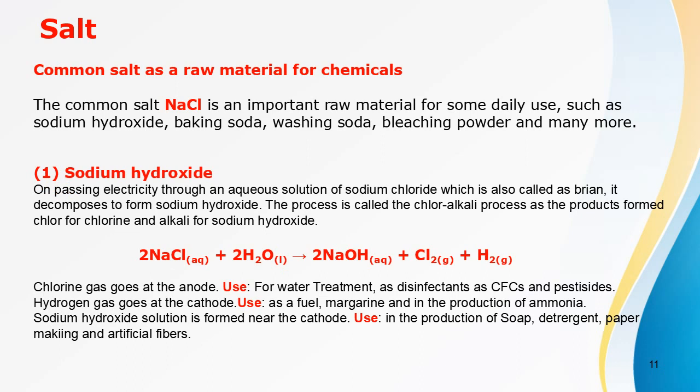pesticides, while hydrogen gas goes at the cathode, which is used as a fuel, in margarine, and in the production of ammonia. Sodium hydroxide solution is formed near the cathode, which is used in the production of soap, detergent, paper making, and artificial fibers.